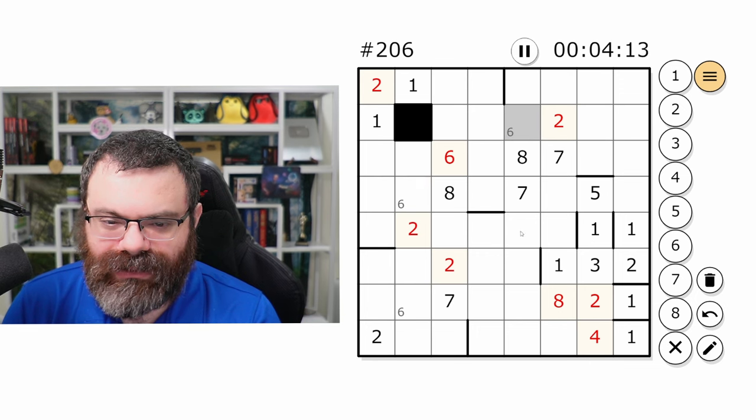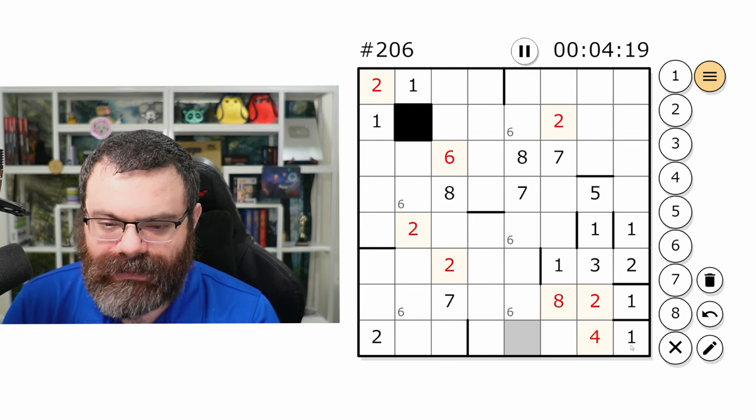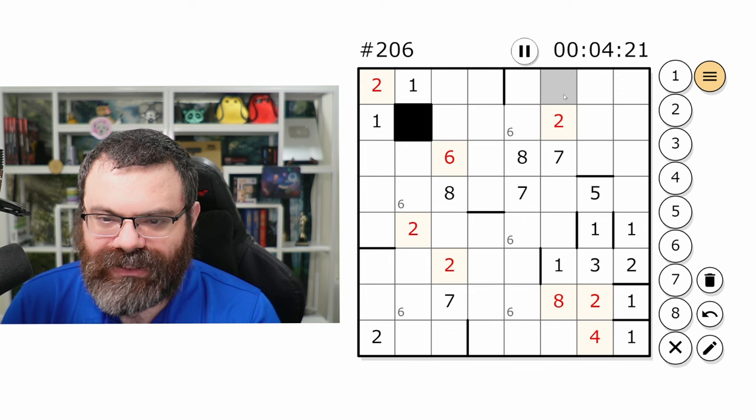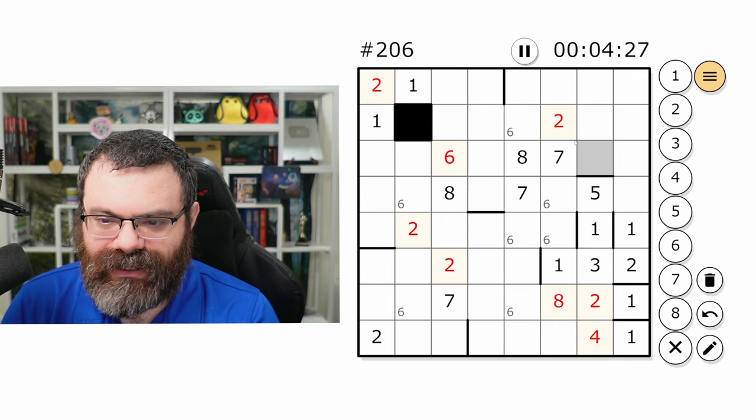Could come from here. This is 6 long. This could have a 6. This is 5 long. This column needs a 6. That's 4. It could come from here or here. Okay. And then this column needs a 6 as well. Come from here or here.